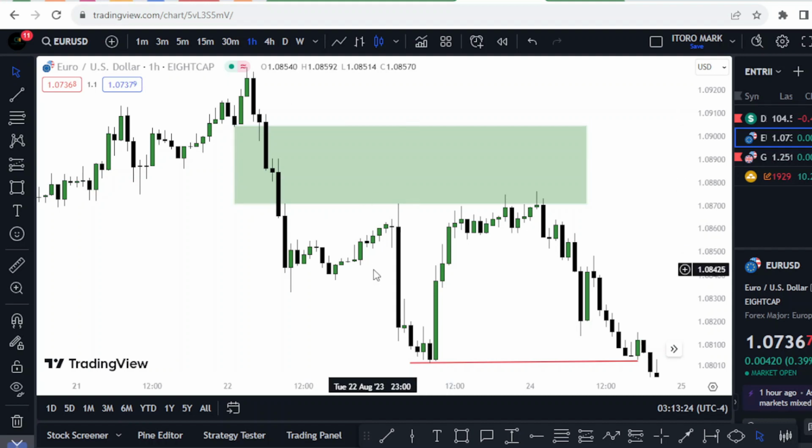Now this is the 1-hour time frame. Now this is the 4-hour fair value gap, right? Now what I always do is when I'm in a bigger time frame fair value gap, I try to see if I'm going to find other little gaps inside of that.